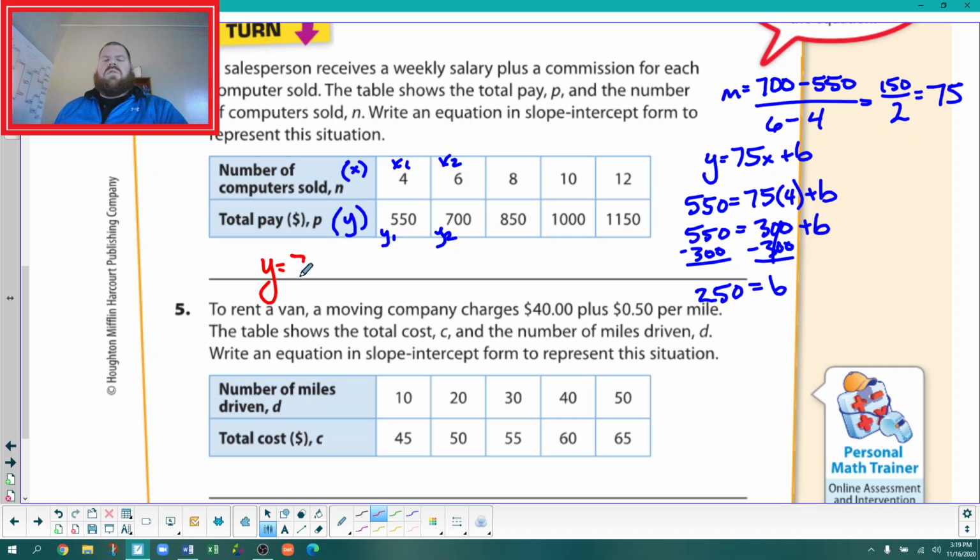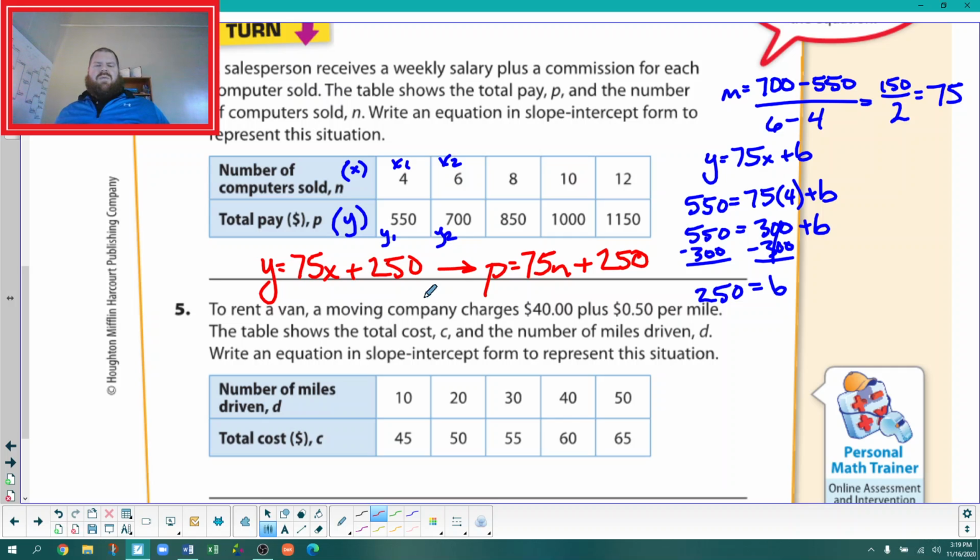So we get y equals 75x plus 250. Now to really write this the way they want it, with the letters that they want, the total pay is equal to 75 times the number of computers plus 250. Okay, I get very stuck with y and x. I apologize, but you know, what can you do?